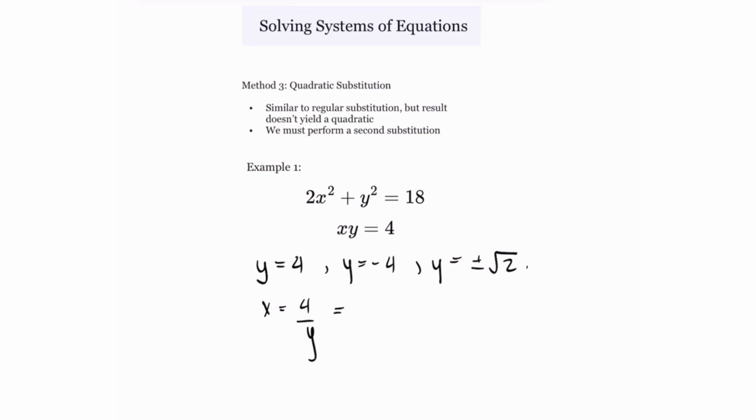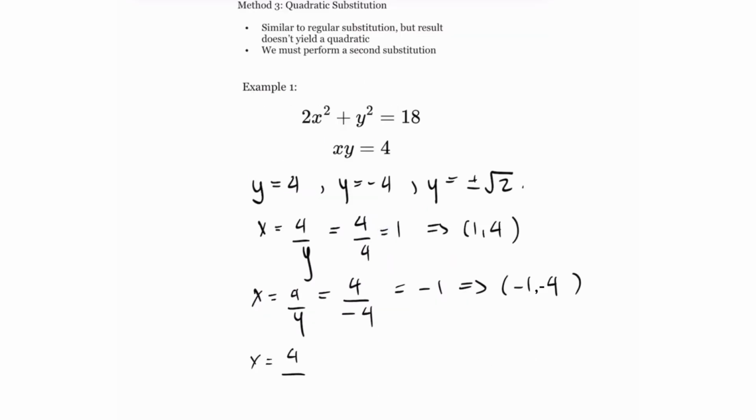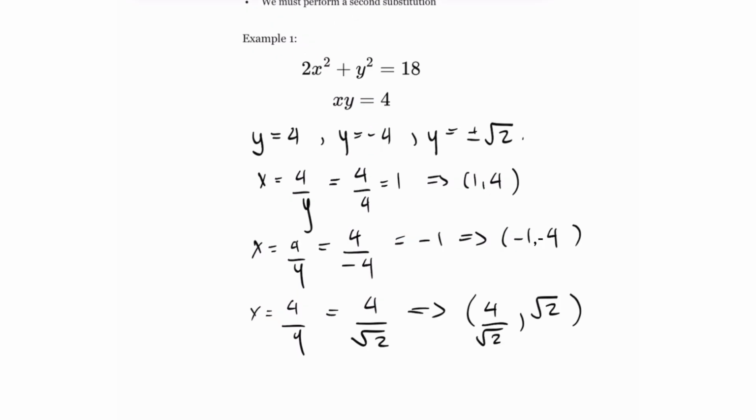Now again, this part is pretty simple. We have all our results for y, so we need to determine the corresponding x's. So the first one is 1, 4 for our final coordinate because the x value is 1. Second one has an x value of negative 1. So negative 1, negative 4. Then we have 4 over square root 2. So that becomes simply 4 square root 2, comma, square root 2, and then our last one is with our negative square root 2. So then we obtain negative 4 square root 2, comma, negative square root 2.